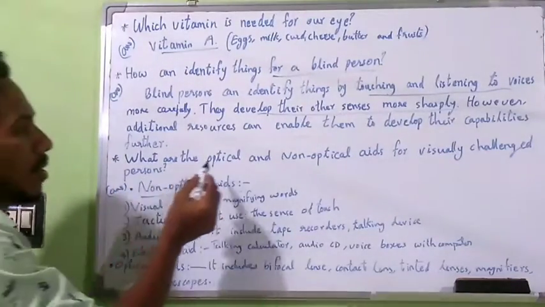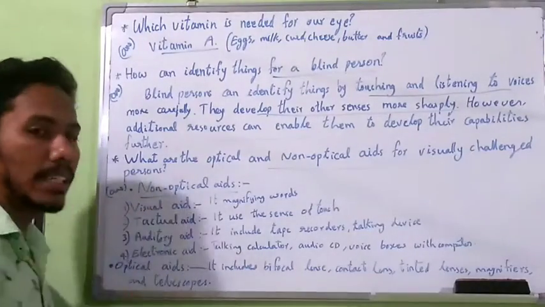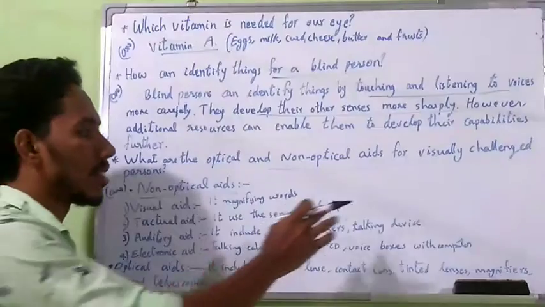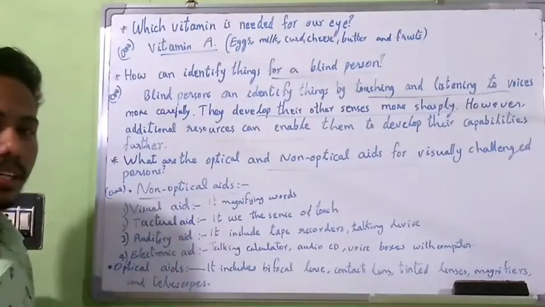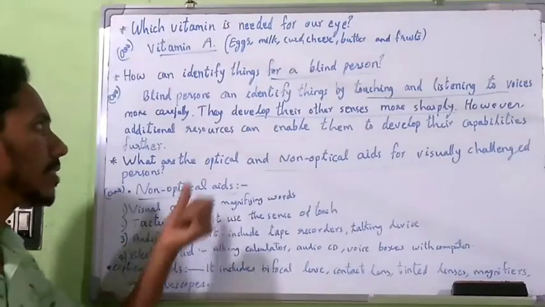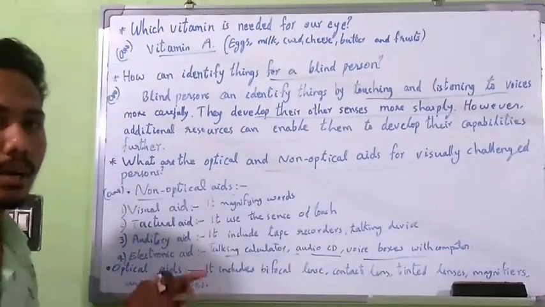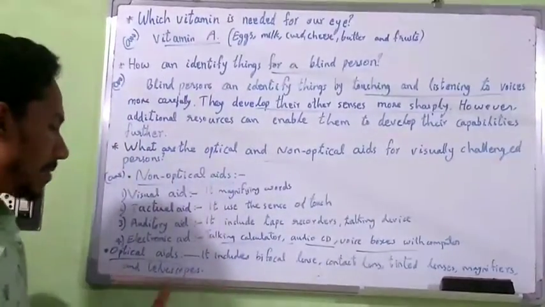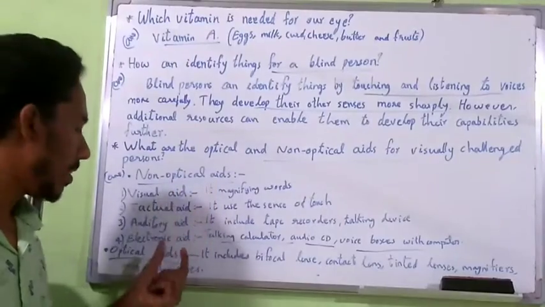What are the optical and non-optical aids for visually challenged persons? Let us study it. Visual aid helps to magnify words. Tactile aid gives us touching aids, and Braille language is also included in this. Auditory aid includes tape recorders and talking devices. Electronic aids include talking calculator, audio CD, and voice boxes. Optical aids include bifocal lens, contact lens, tint lens, magnifiers, and telescopes. So for visually challenged persons, we can use non-optical aids and optical aids.